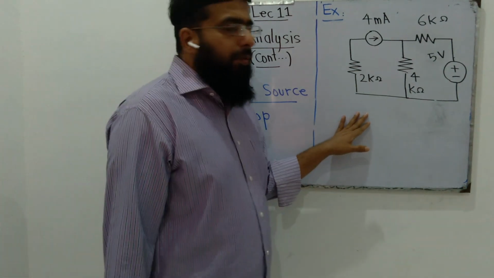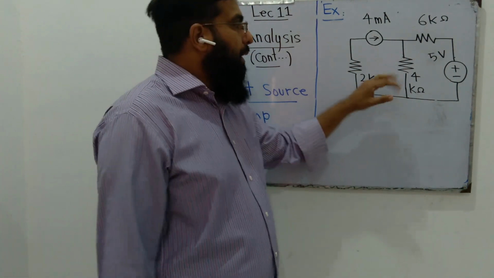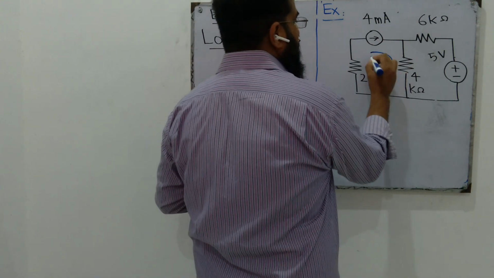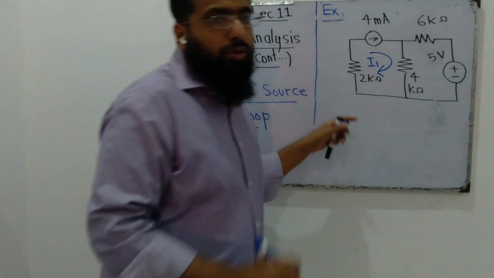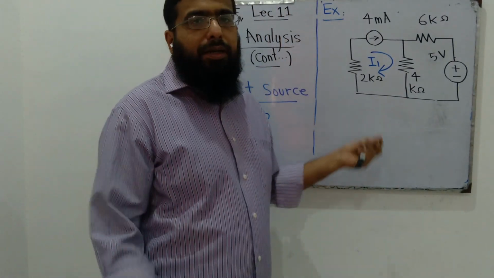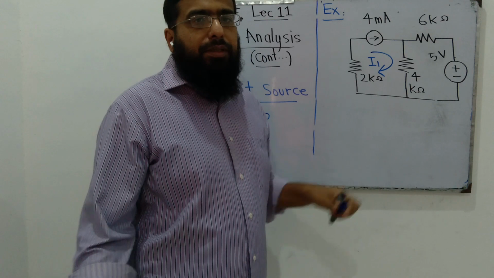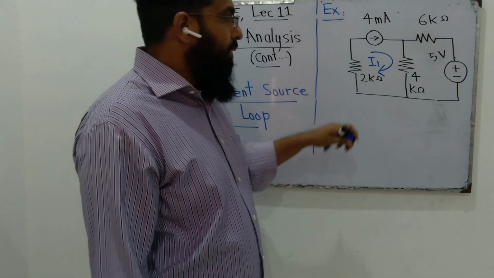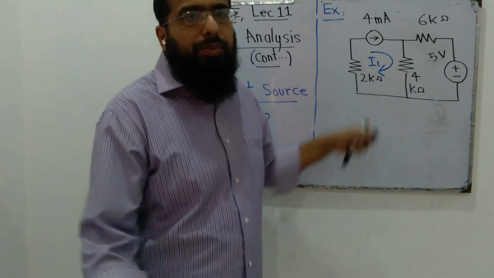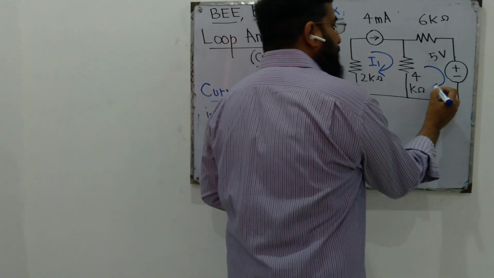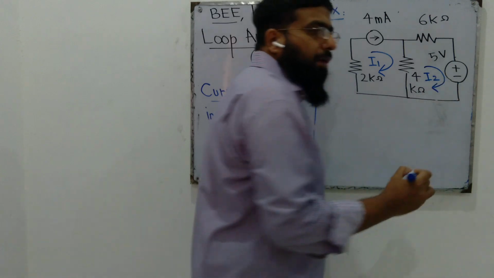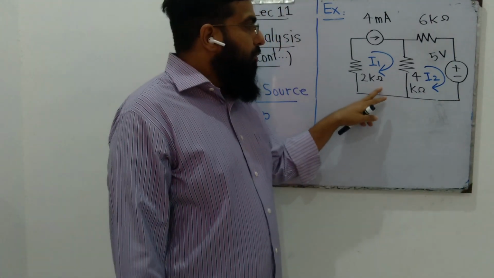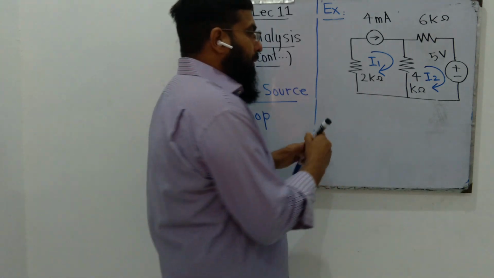Here we have an example with two loops, and in loop number 1 we'll assume two currents, I1 clockwise. I told you in my earlier lecture that I1 can either be assumed to be clockwise or counterclockwise. So we assume it to be clockwise here, and I2 is also clockwise. This is our assumption. So we don't need to write an equation for loop number 1.